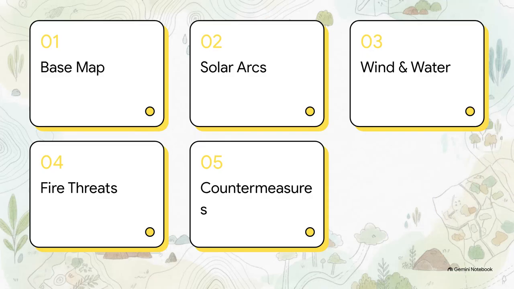Here's our step-by-step roadmap for today. First, the permaculture base map. Second, overlaying solar arcs. Third, charting wind and water. Fourth, mapping fire threat vectors. And finally, designing proactive countermeasures. We're taking you from raw, on-the-ground observation all the way to a fully protected ecosystem.